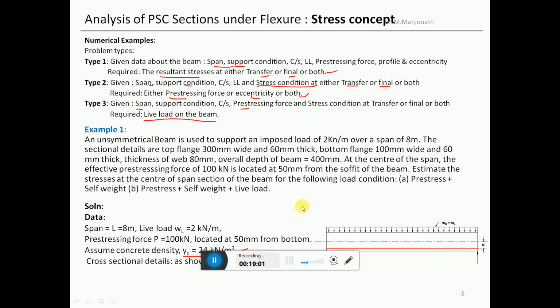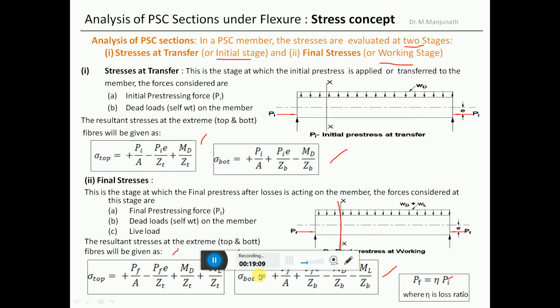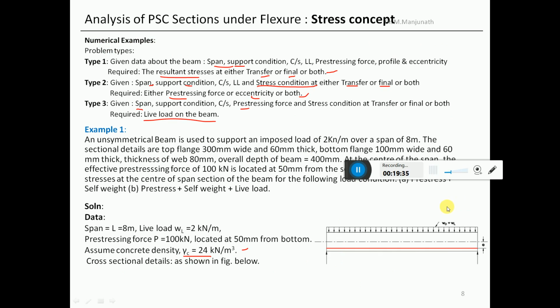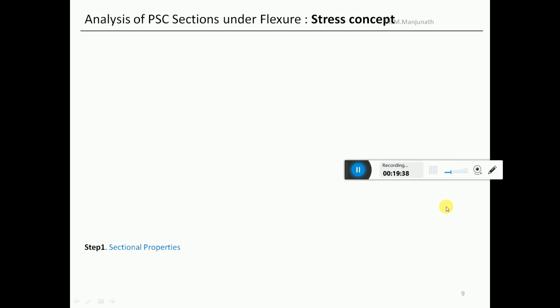So before we proceed, we once again look at the formulations. To find out the stresses at transfer and final stage, we need all these values. So we need the information, the details of the cross section. We need to calculate the moments. So we will solve the problems stepwise. So our first step will be to obtain the properties of the cross section.